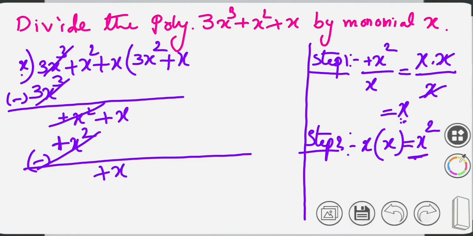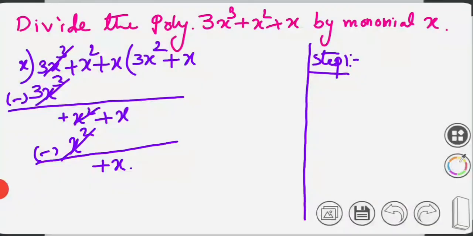Same rule you have to follow for the next step. Now this is the dividend and this is the divisor. So here you have to take the first term of this dividend, that is x, divided by the first term of the divisor, that is only x. x will get cancelled, you will get plus 1. So that becomes the next term, the third term of the quotient.